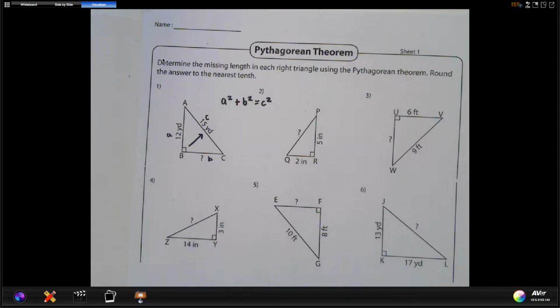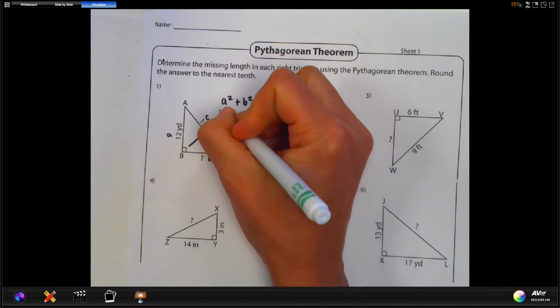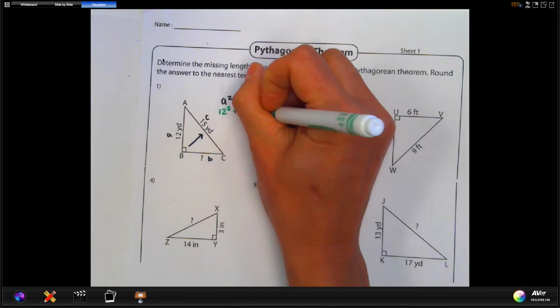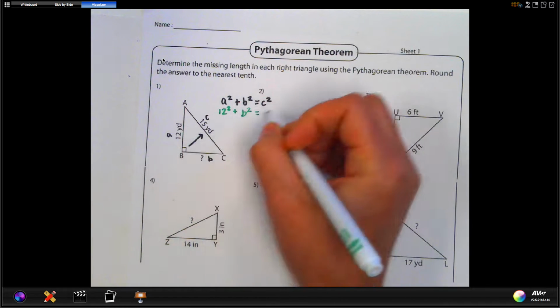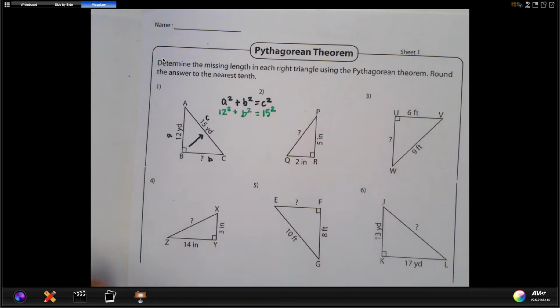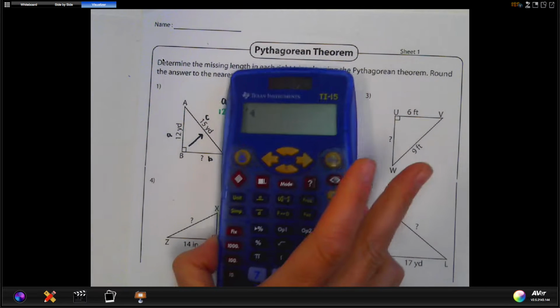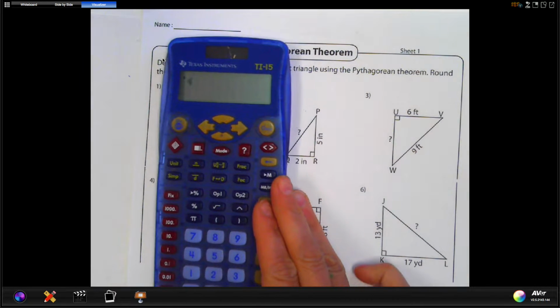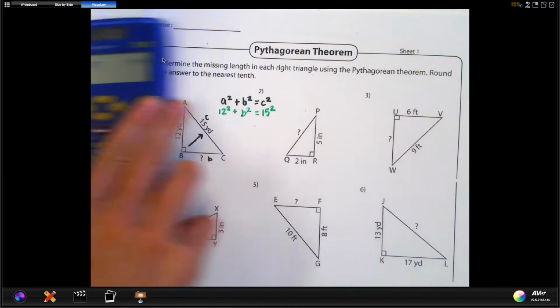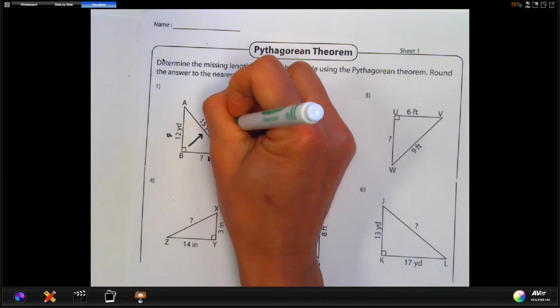You plug in the numbers that are given, okay? So a is 12, so we're going to put 12 squared. We don't know b, that's a question mark, so we're going to leave it b squared for right now. And we know c is 15, so we're going to make that 15 squared. Now, you can do this in your head, knowing what 12 times 12 is, or you can use your calculator. So on the calculator, to do 12 squared, you would do 12, and then you're going to press this caret key, and then 2, and it will give you the answer. It is 144, okay? So I'm going to write that down, 144.